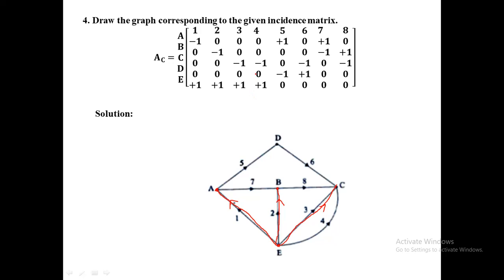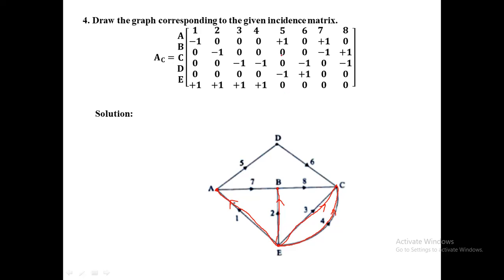Next column, C and E. Again it is having C and E. Again it is having one connection. We can draw the branch like this. Next, this C is also having the minus value. We can put the direction like this.